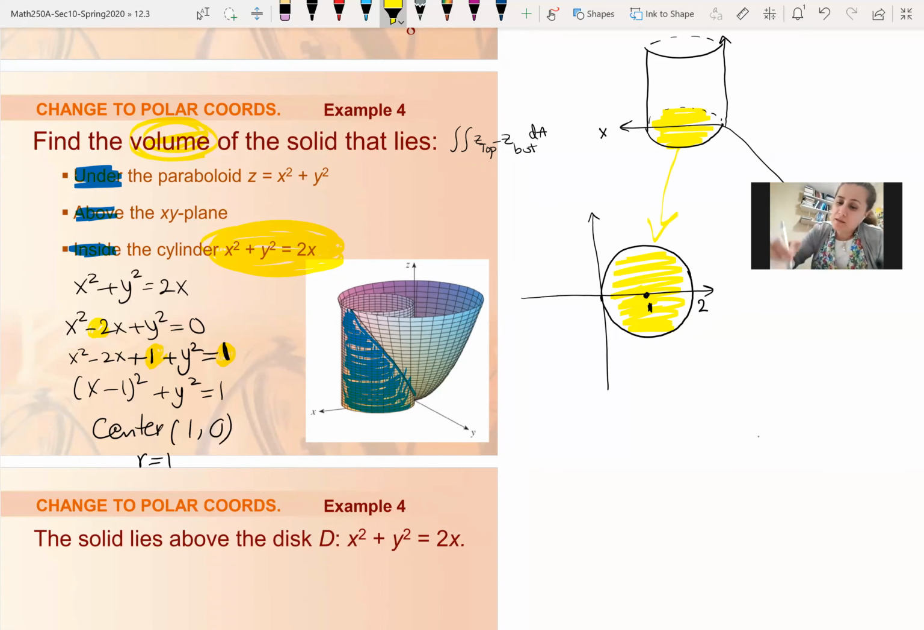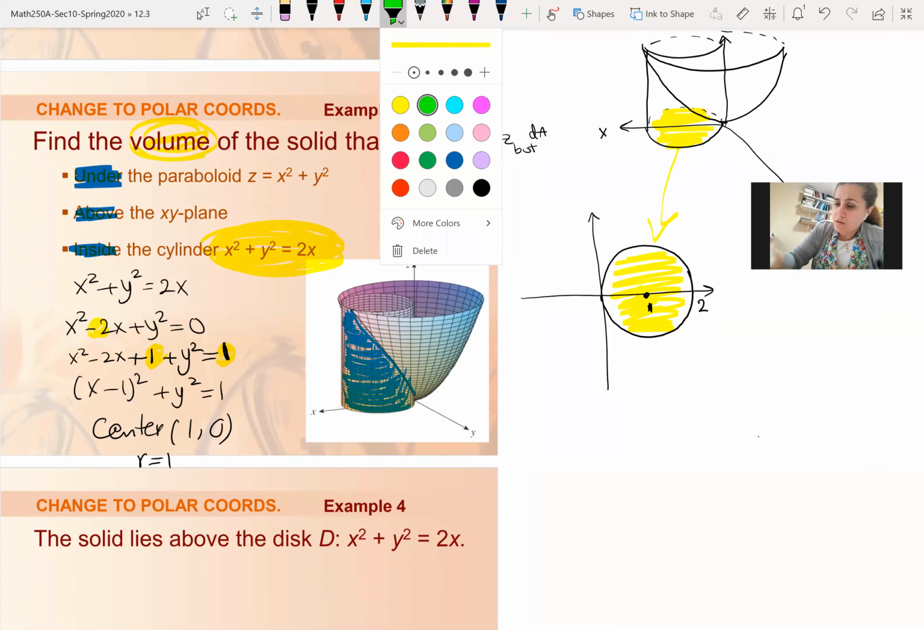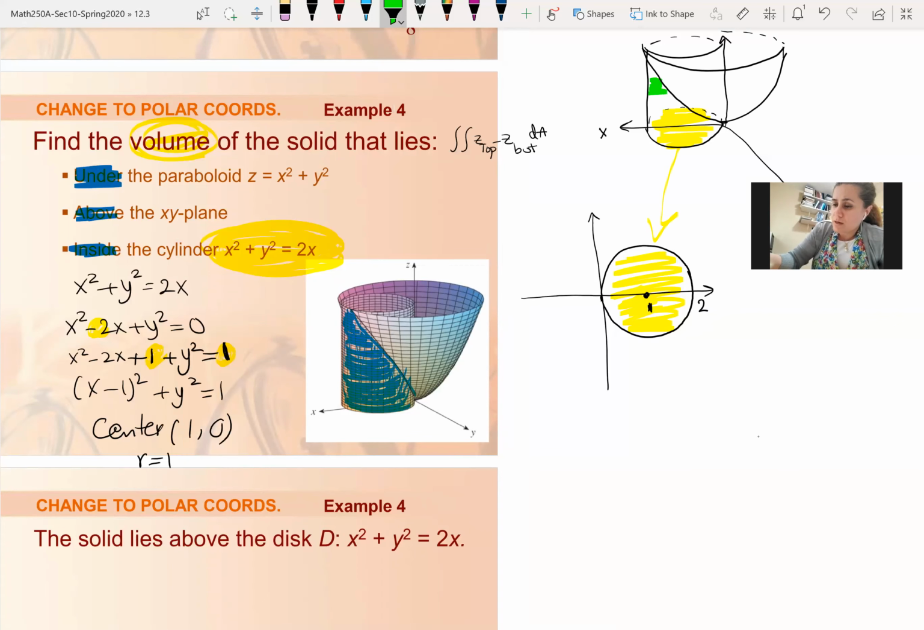And then the other graph is just the parabola. And this is my parabola. And then if I make a different highlighter, this is just as we showed in the graph, the volume that we are looking for, this piece. Okay.